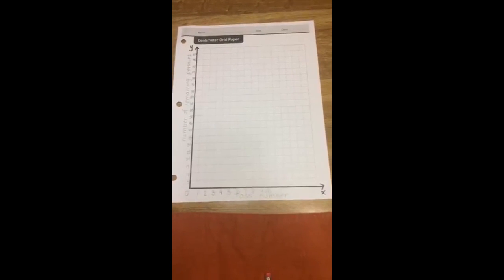Hello. Today we're going to be looking at the graph of an exponential decay relationship. We're going to look at it by using pennies. You will need today a cup full of 100 pennies, a pencil, the worksheet, and the graph that correlates to the activity.